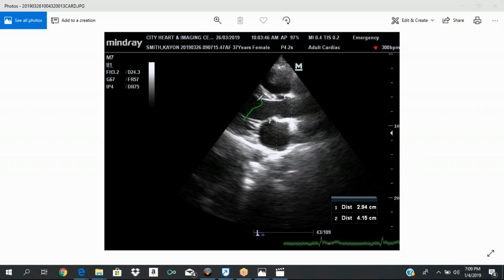Okay, you measure the distance from the septum to the posterior wall. That's the LV cavity size in systole. They commonly test you on these things because these are basic things that all technicians are supposed to know.